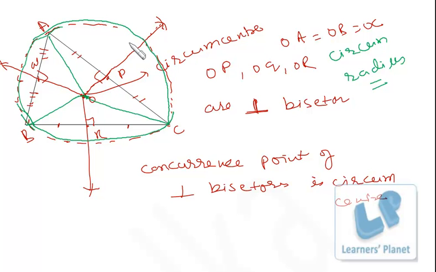So the circumcircle can be described as a circle that is circumscribing a triangle, right? So we have triangle ABC, and a circle that is circumscribing the triangle. That means all the three vertices of this triangle are on the circumference of the circle. That's why it is a circumcircle. The important thing is all the three vertices of the triangle should be on the circumference of the circle. Then it is known as a circumcircle. Any other random triangle like this will not be a circumcircle. All the three vertices should be on the circumference of the circle.